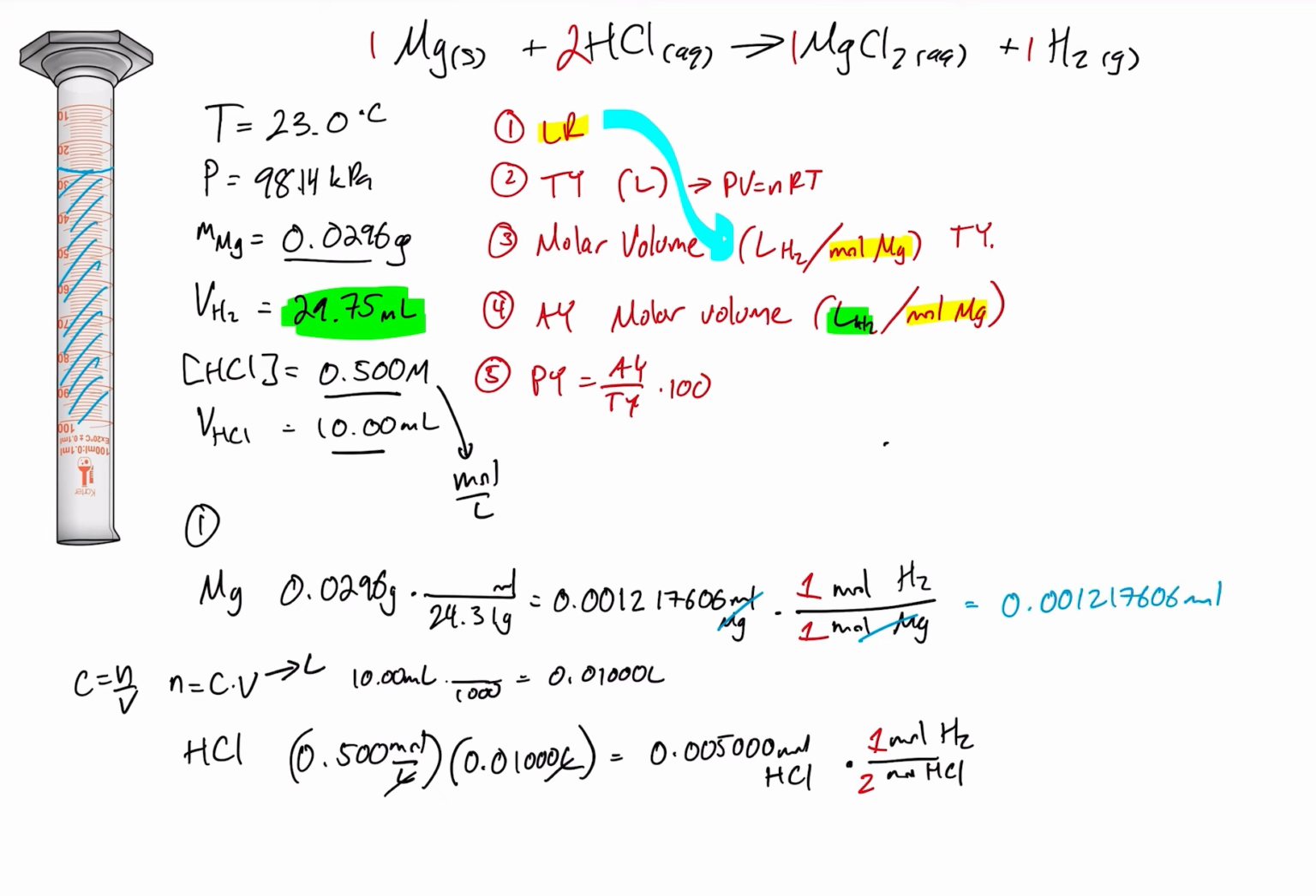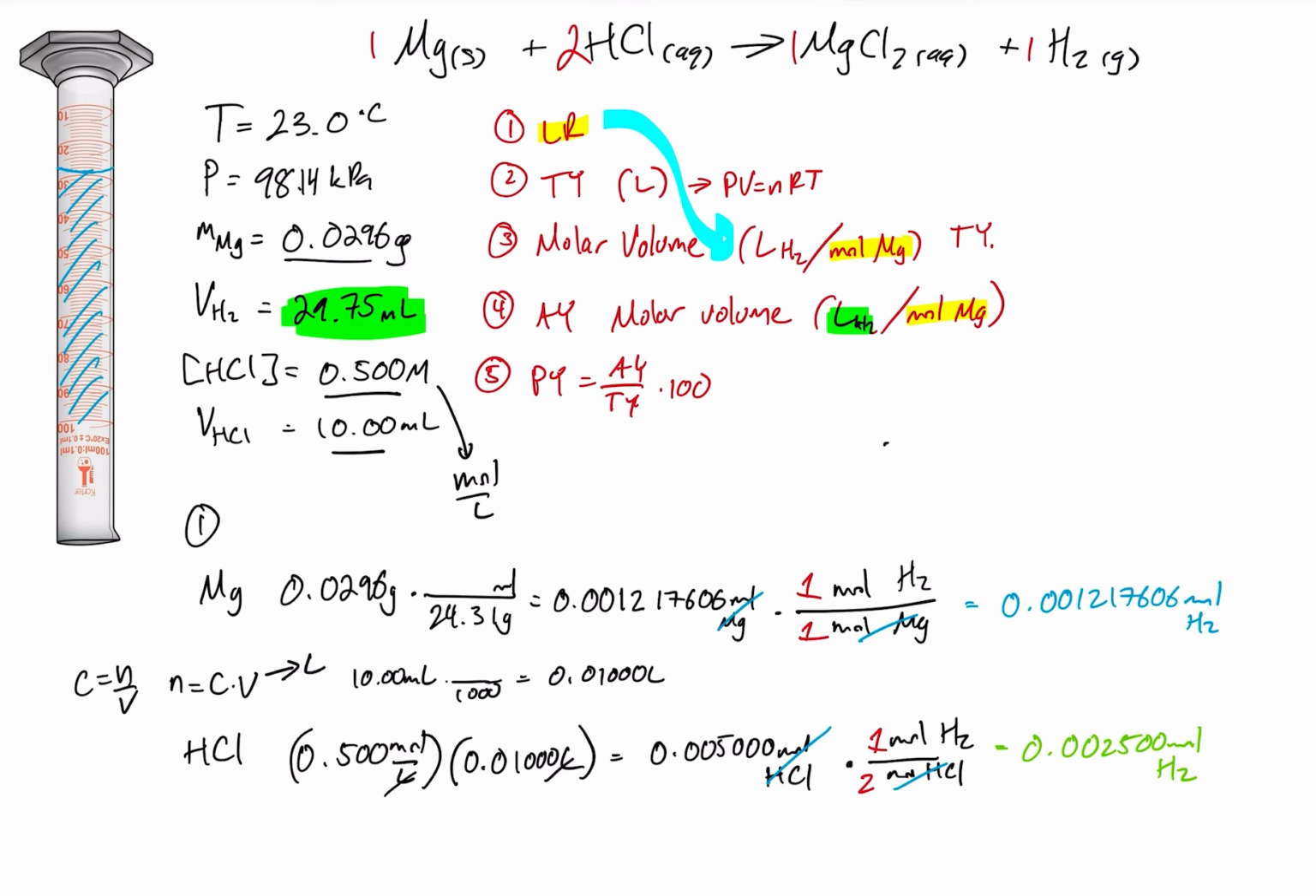0.001217606 mole of now H2. And then here, we're going to divide this number by 2, and what we're going to get is 0.002500000 mole of H2.